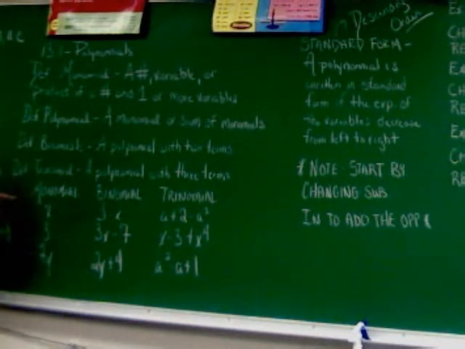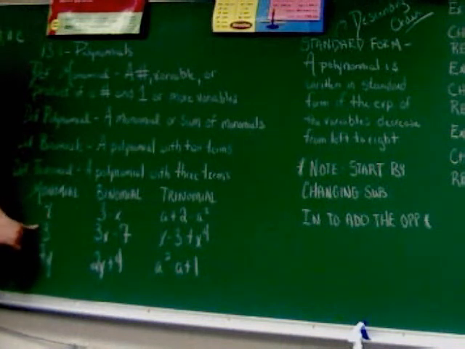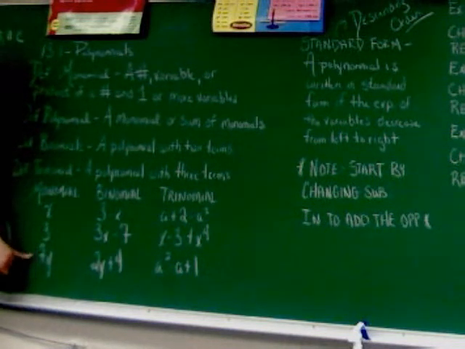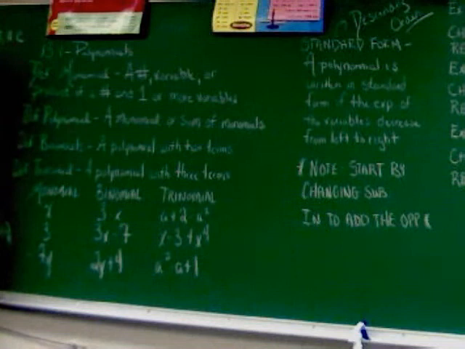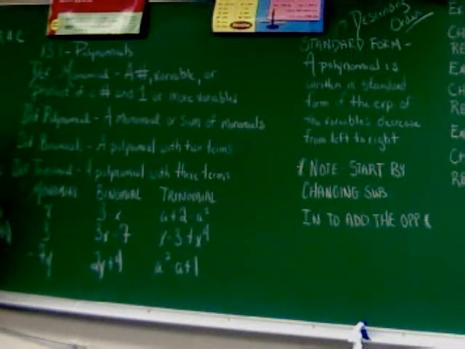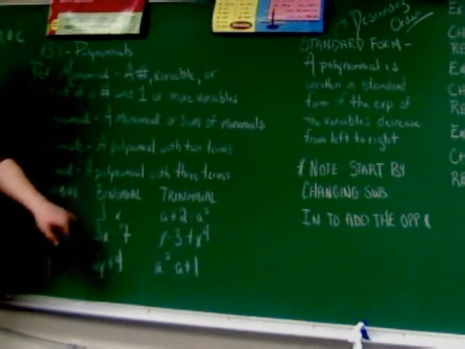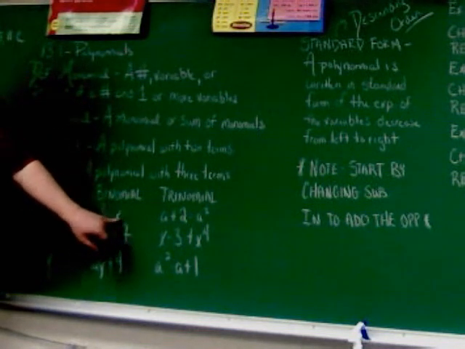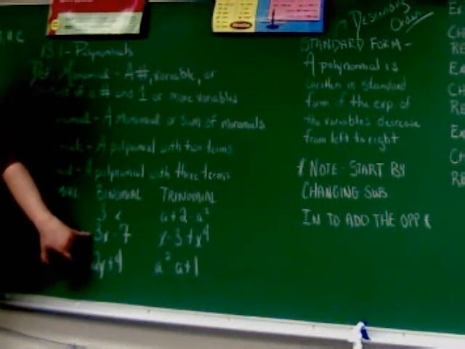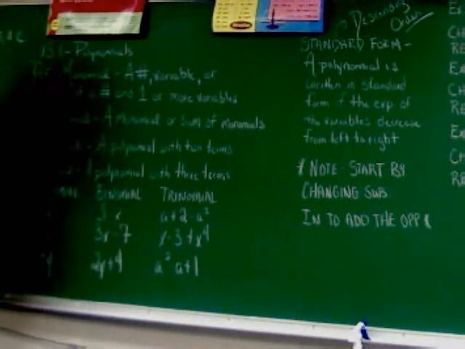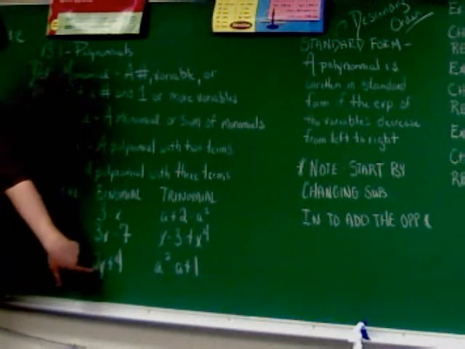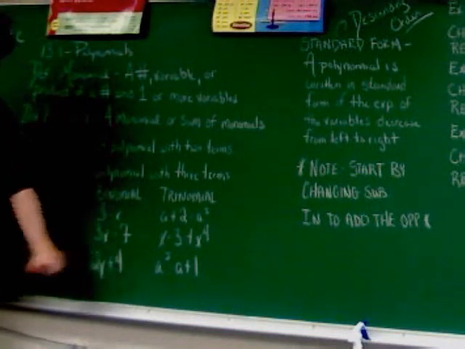So here, x is a monomial. That's just one thing. 3 is a monomial. Negative 7y is a monomial. That's just one thing. As you can see the difference in the binomial, they each have one addition or subtraction sign which separates them into 2 parts. So 3 minus x is considered a binomial. 3 is the 1 part, x is the second part. 3x minus 7. 3x is the first part, 7 is the second part. 2y plus 4. 2y is the first part, 4 is the second part.